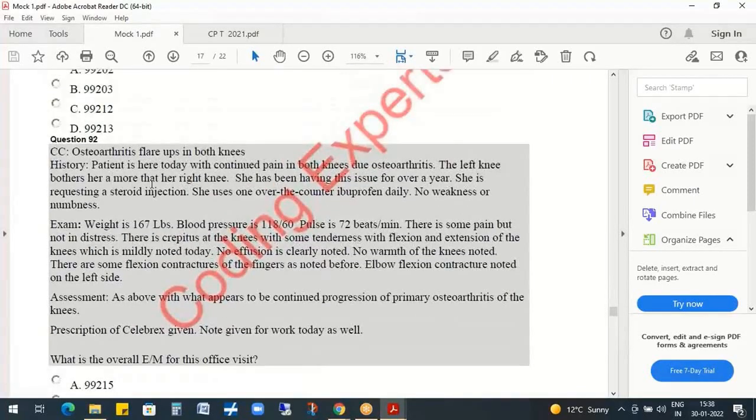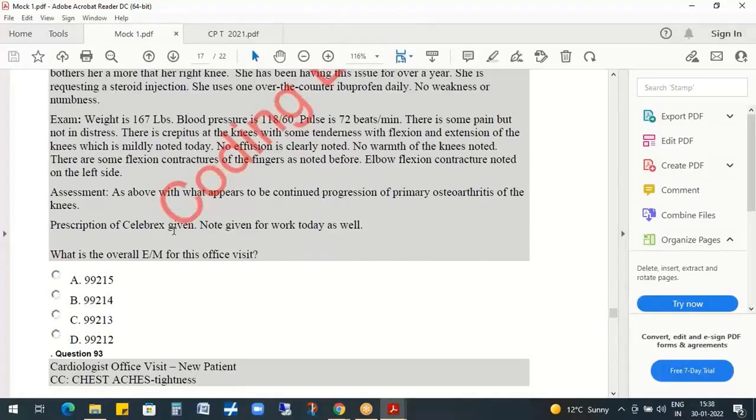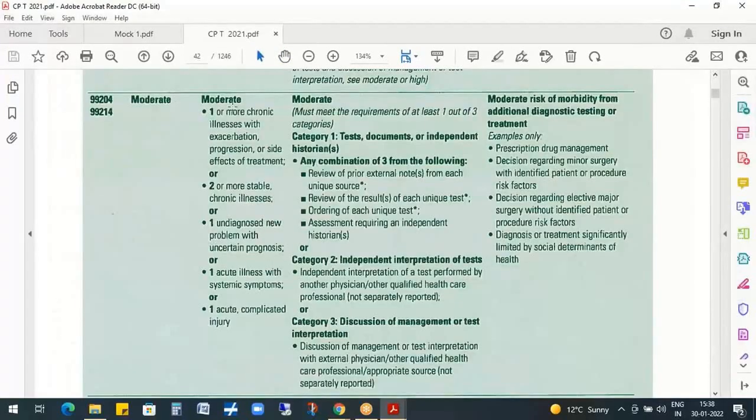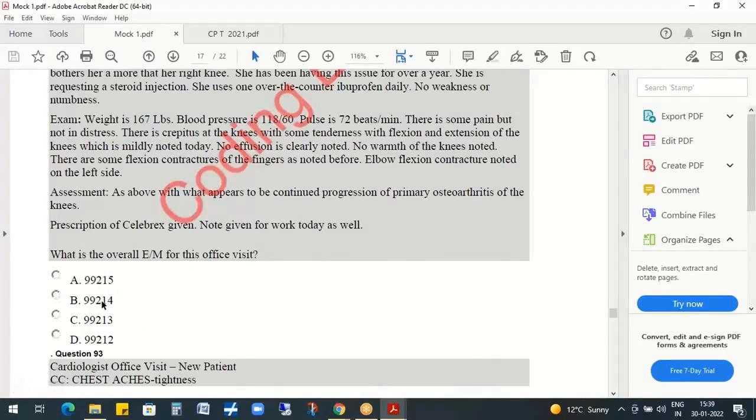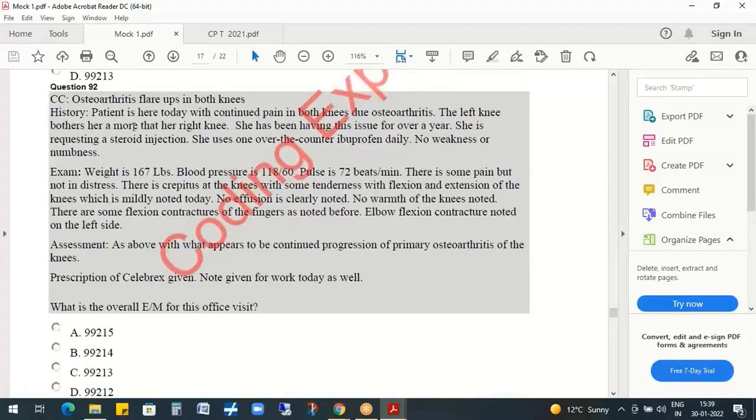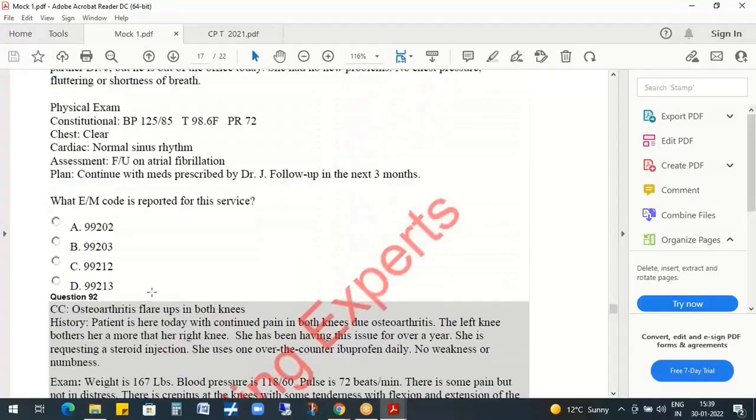Next one, question number 92. Prescription of medication is there and progression of a chronic condition is there. If you see the moderate level, one or more chronic illnesses with exacerbation or progression of the disease condition, with drug management. What is the code? 99204, yes or no again? Here the patient is an established patient, that's why 99214.